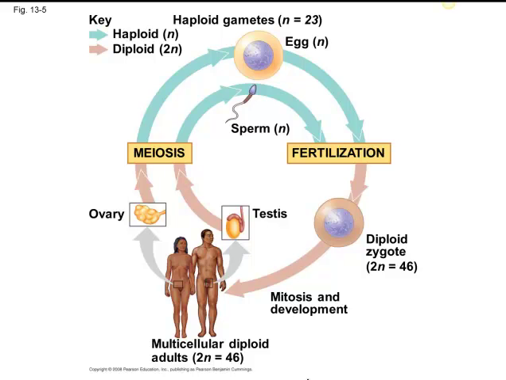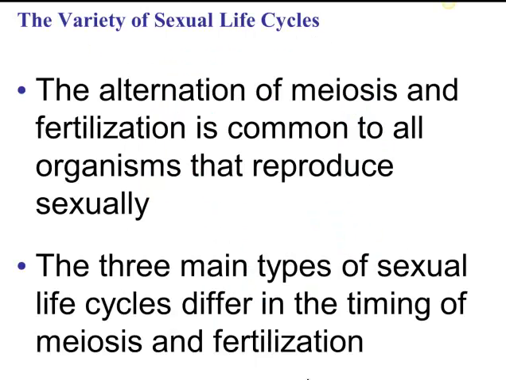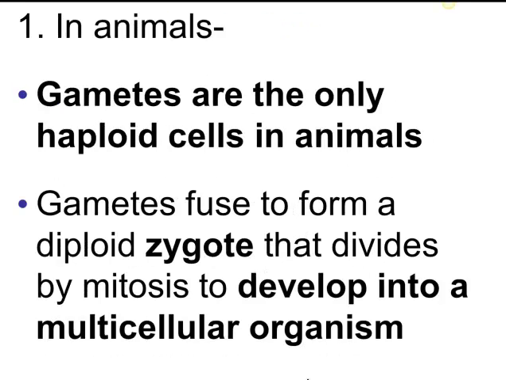That is what this flow sheet is talking about, the same thing that I explained in the previous picture. Now, the alternation of meiosis and fertilization is common to all organisms that reproduce sexually. There are 3 main types of sexual life cycles. They differ in the timing of meiosis and fertilization. In animals, only the gametes will have haploid cells, and the gametes fuse to give me a diploid zygote, which by mitosis develops into a multicellular organism.